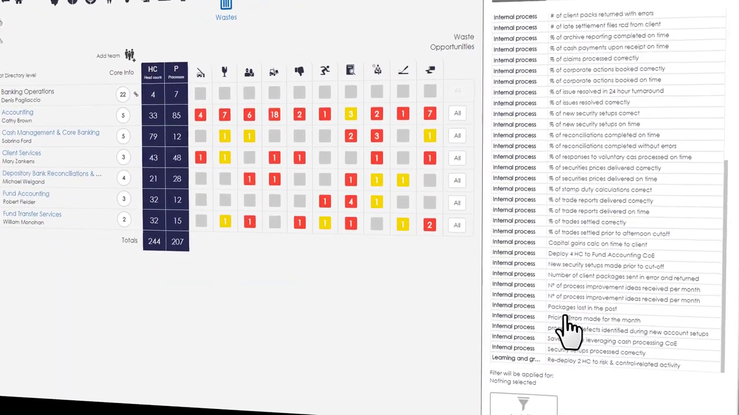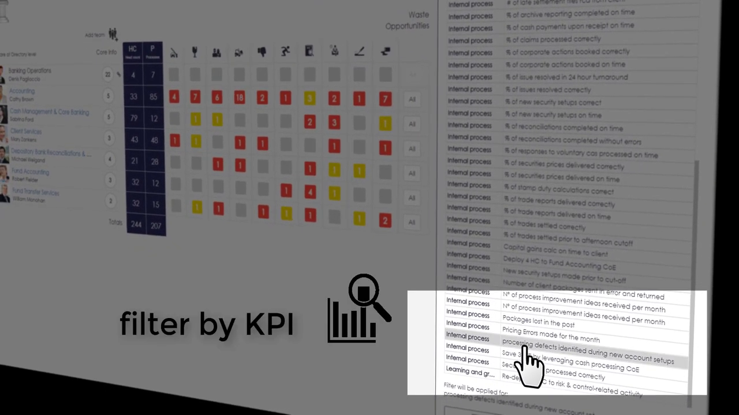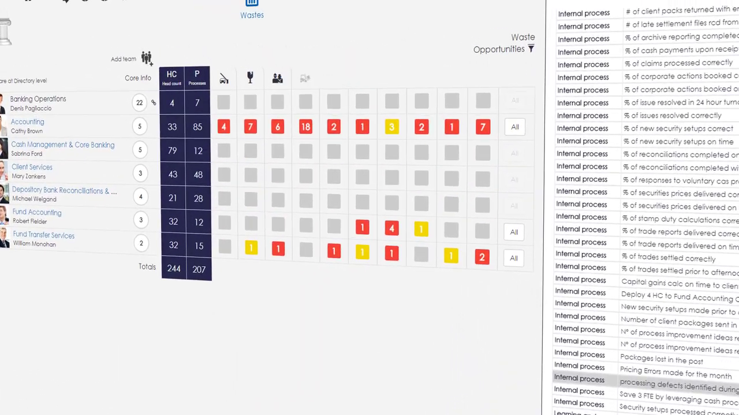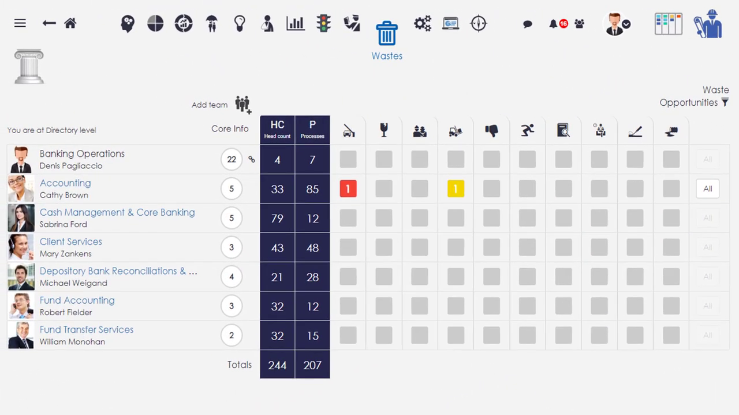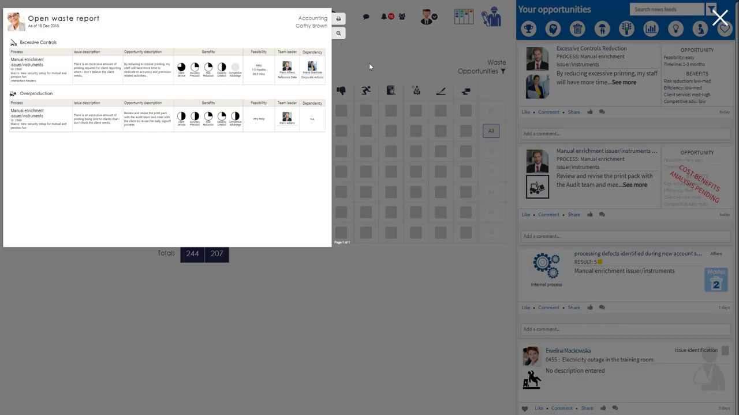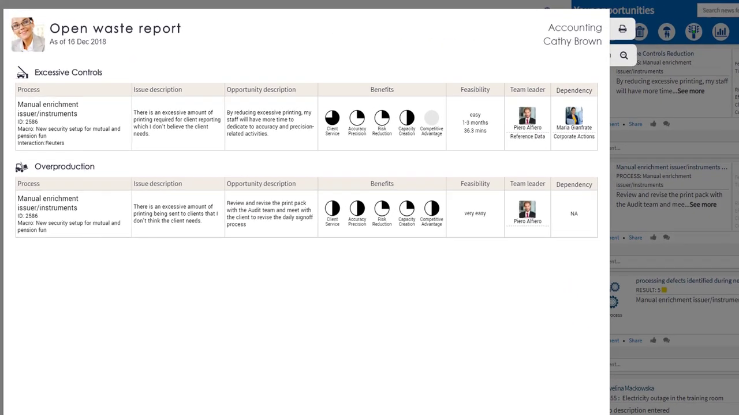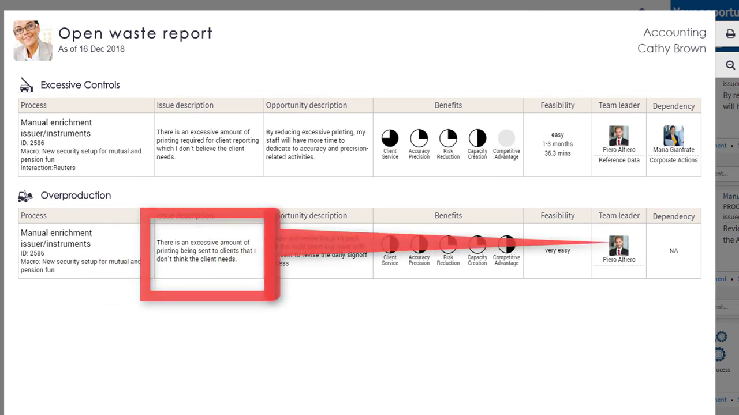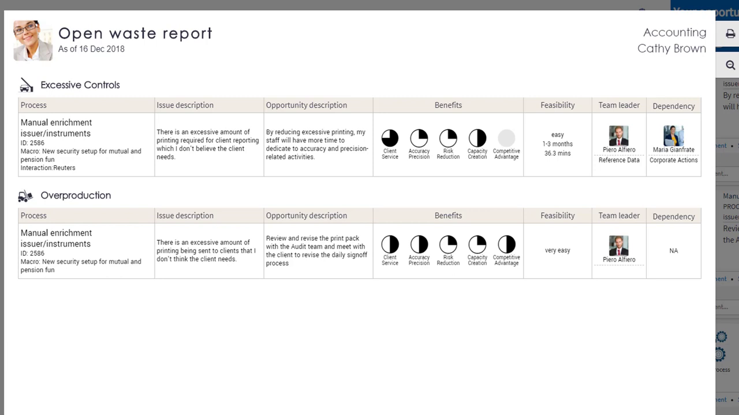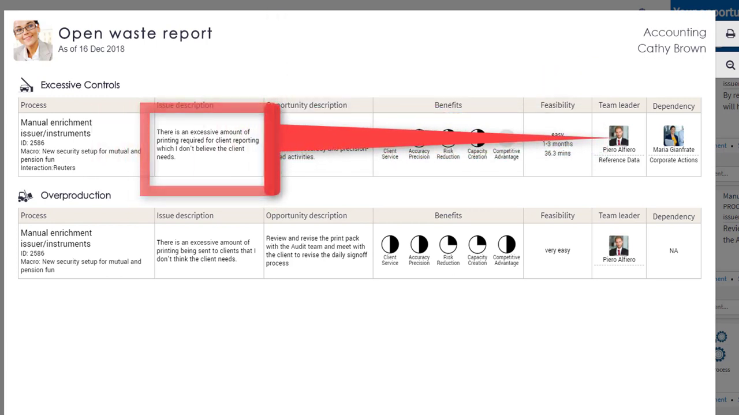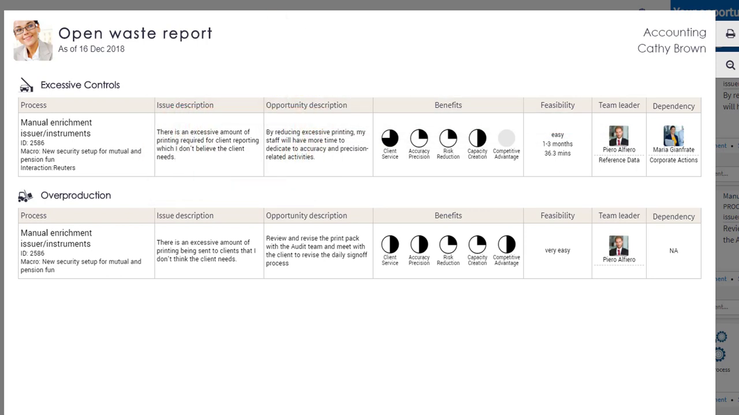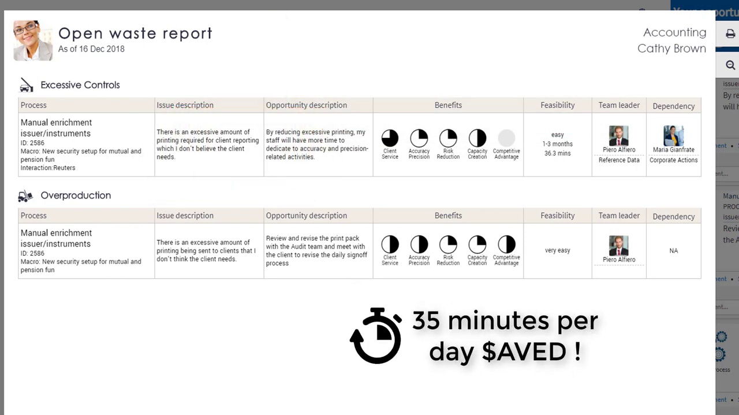Applying a further filter by KPI type, Dennis has now identified the 2 waste reduction opportunities identified by the process owner. Reviewing the Waste Reduction Opportunity Report, Team Leader Piero Alfiero tells us, "There is an excessive amount of printing required for client reporting which I don't believe the client needs. There is also one too many controls in place verifying client share positions which we can eliminate. Resolving both these items would save us 35 minutes a day."